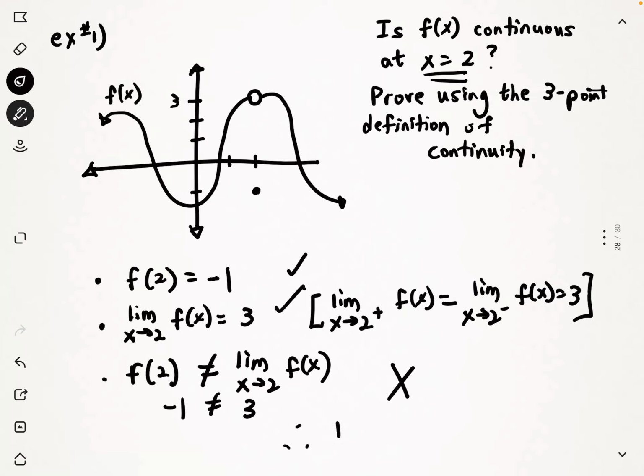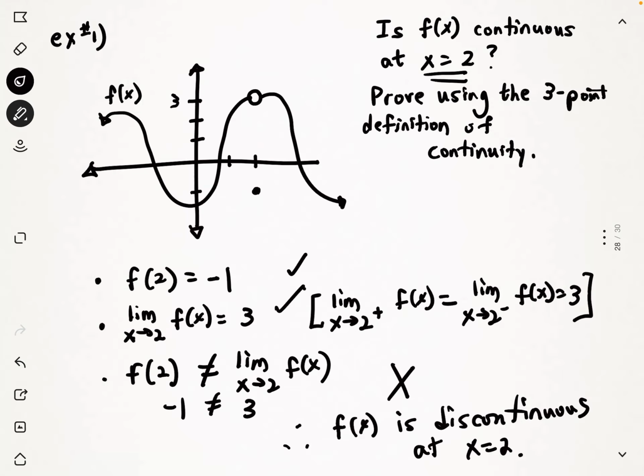We're going to say that f of x is discontinuous at x equals 2. And we proved it formally by going through the 3-point definition. We had to get until the third condition before we found a condition that failed. So in this case, the function is discontinuous. And you knew that already by looking at the graph, but we have to present a formal proof.